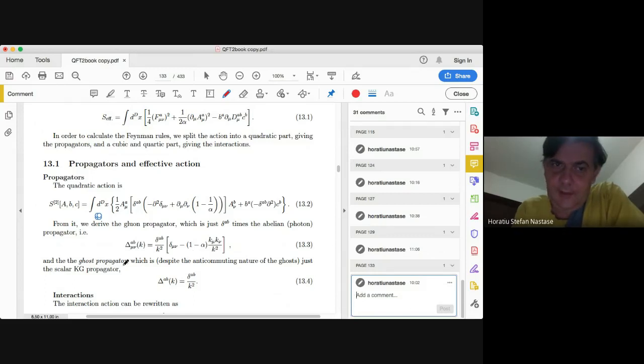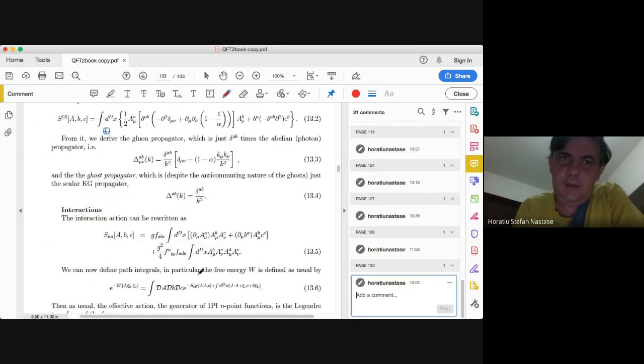And the ghost propagator, despite the fact that they're anti-commuting, which makes you think that this should look like the fermion action, is actually not. It's actually just the scalar propagator times delta AB. So it's 1 over k squared times delta AB.